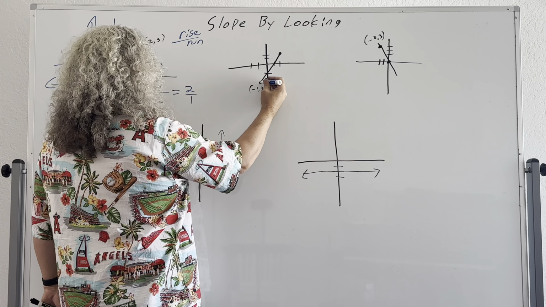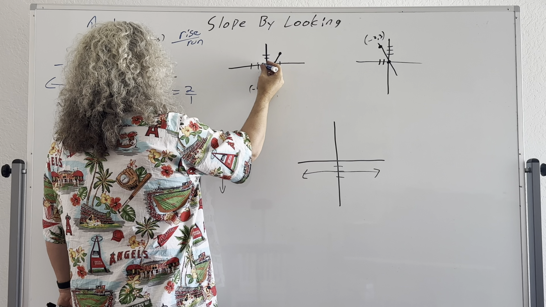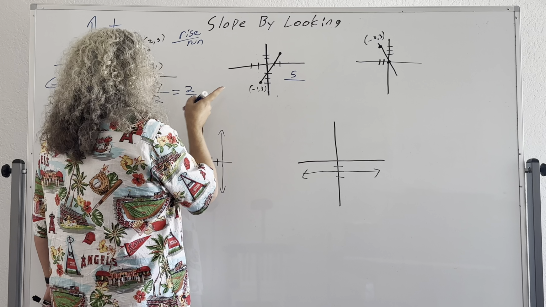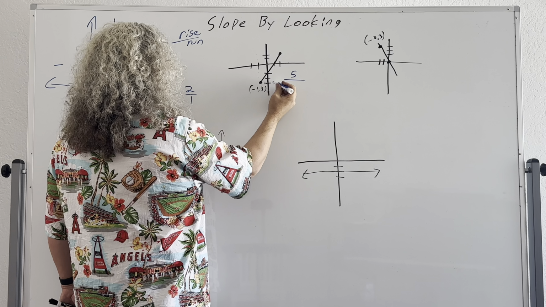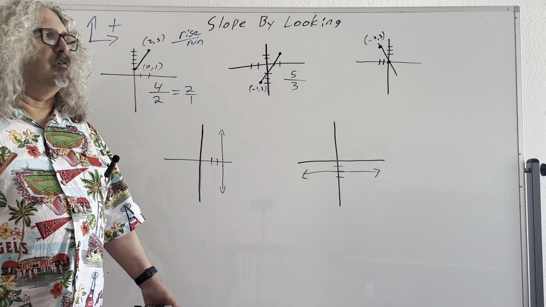Let's look at this one. How far did this dot have to go up to get to there? Well, it went up 1, 2, 3, 4, 5. So this one rose 5, and it went over how many? 1, 2, 3. So the slope of this is just going to be simply 5 over 3.